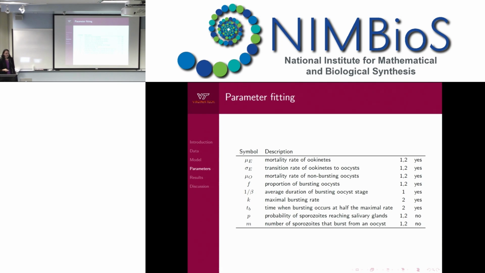And so, like I mentioned, there's a number of parameters that we have here. The bottom two, the probability and the number of sporozoites per oocyst, we don't actually fit, although they appear in both models. In model 1, we have 5 parameters, the top 5 parameters we see here, that we fit. And in model 2, we have 6 parameters that we fit. So the first 4 here, plus the K and TB that are dealing with that time-dependent bursting function that we're looking at.